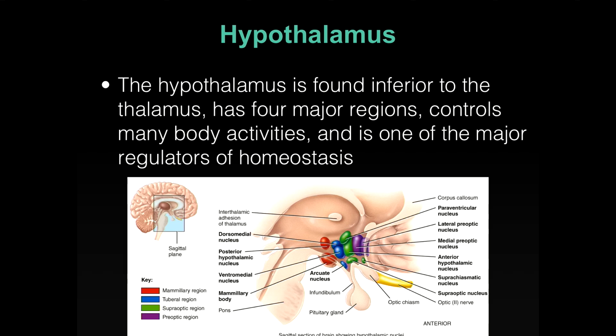There are 4 regions that encompass the 12 nuclei, but maybe I'll just decide right now I'm not going to ask you detailed questions about the nuclei. So just know that there are 4 regions: the mammillary, tuberal, supraoptic, and preoptic, but we don't need to go into depth about what each of those do. Largely, it simply describes where the nuclei are.